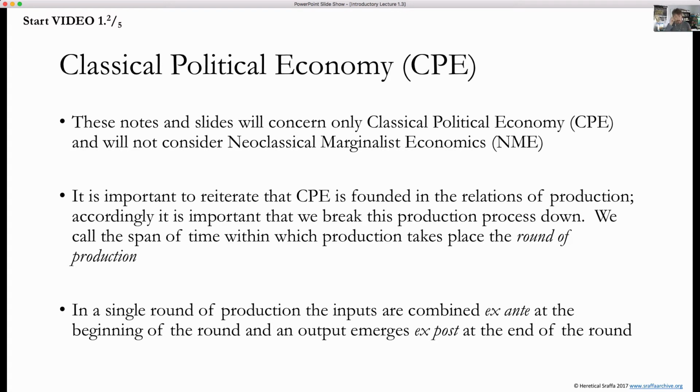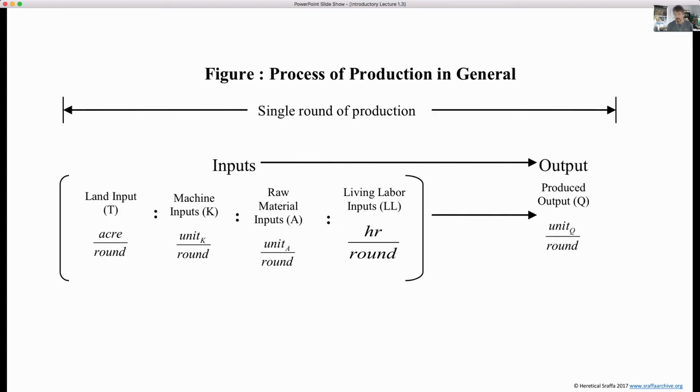The round of production again takes place in a period of time. In a single round of production, the inputs are combined at the beginning of the round, which we refer to as ex ante, and an output emerges at the end of the round, which is what we call ex post. Okay.